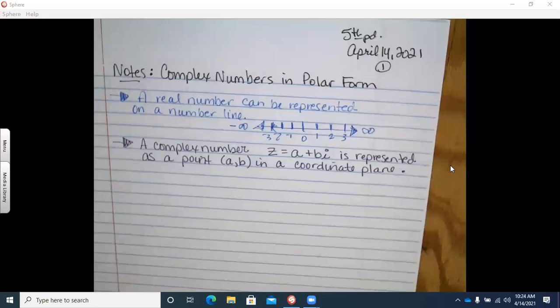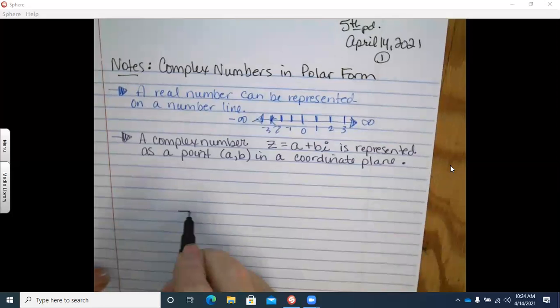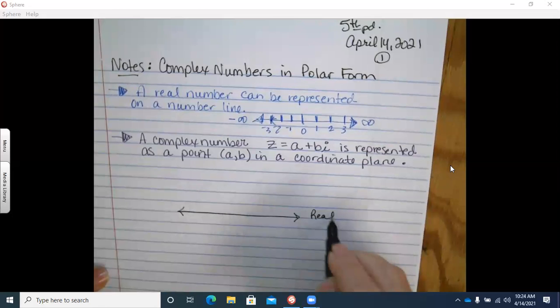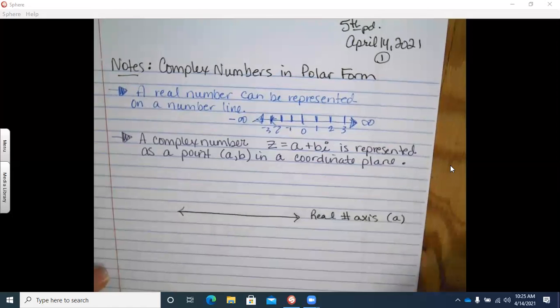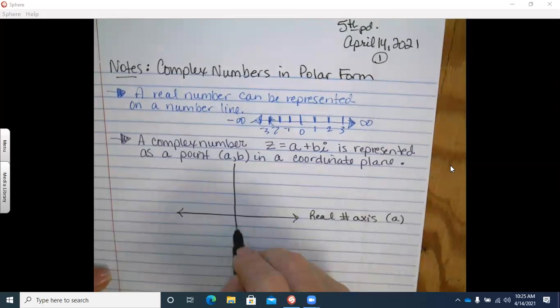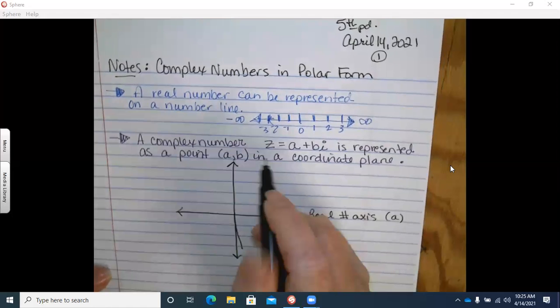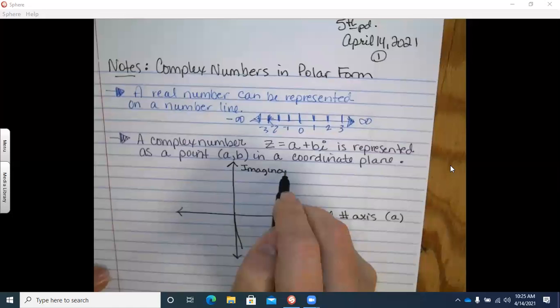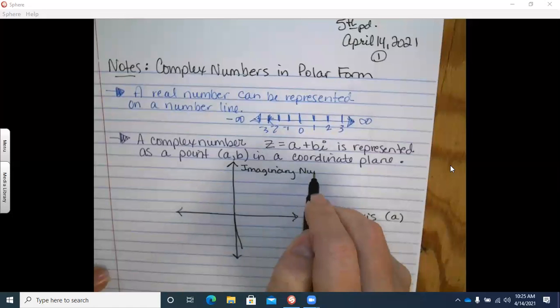So if you have a coordinate plane, instead of having an x-axis, that is a real number axis, or your value of a, right? And instead of having a y-axis, that is your imaginary number axis, or your b.